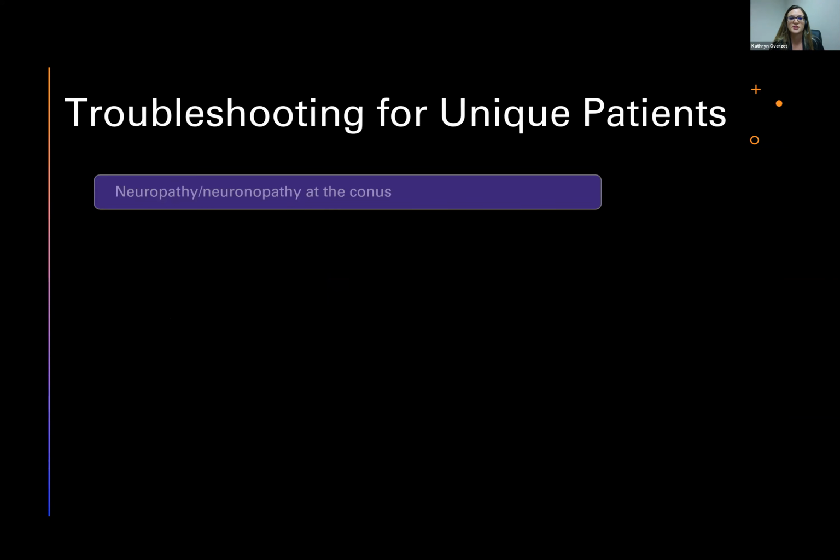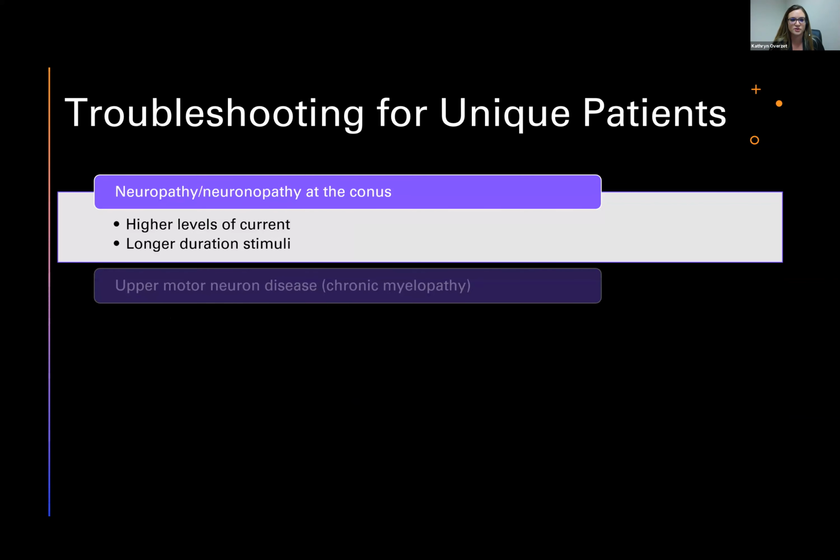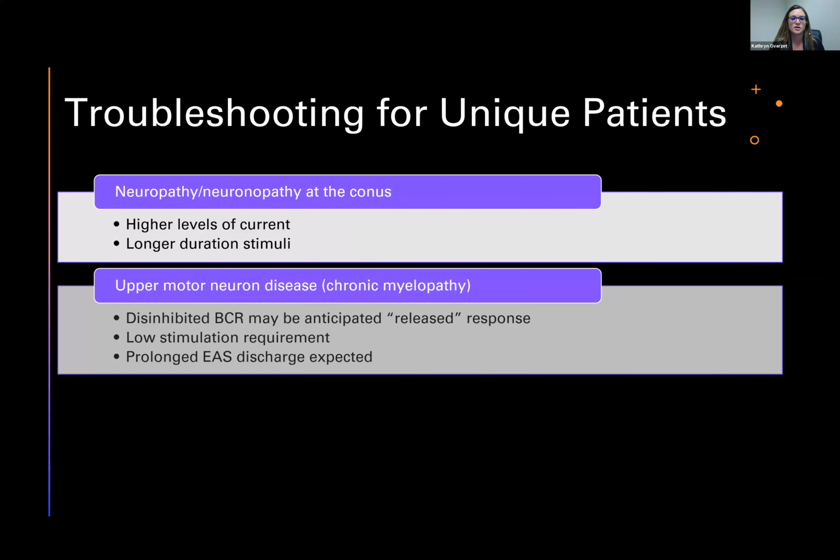So some troubleshooting tactics for unique patients. Patients with neuropathy at the conus are going to probably require higher levels of current and longer duration of stimuli. So you might increase those. Patients with upper motor neuron disease might experience what's called a disinhibited BCR, or anticipated released response. So these patients are going to have a really low stimulation requirement, not a high intensity to evoke a response, and there might be also a prolonged discharge.